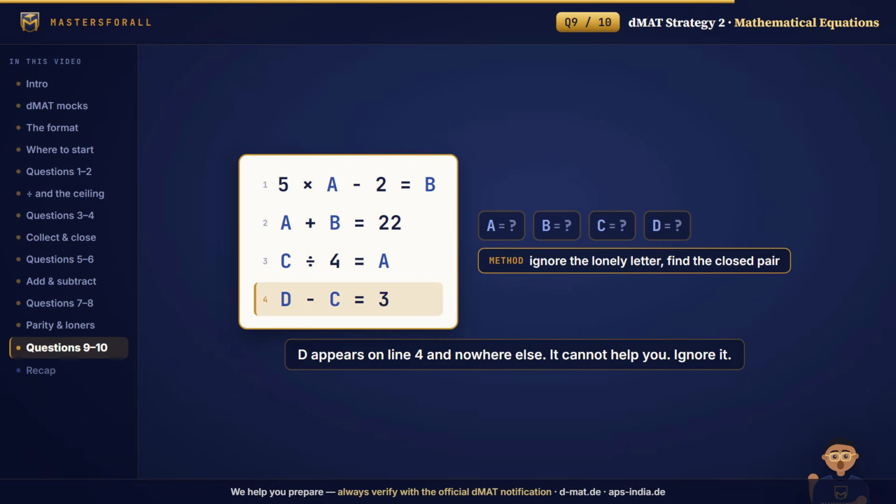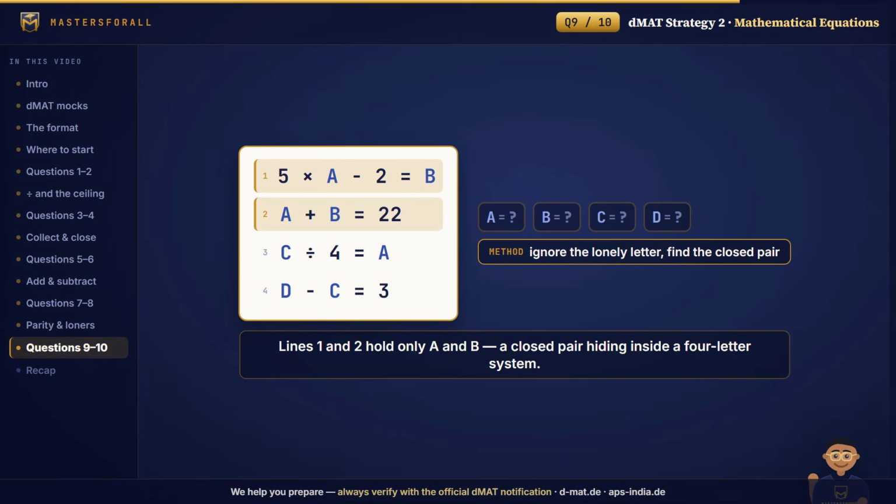Look at D first. It appears on line 4 and nowhere else in the system. It cannot help you, so ignore it completely. Now lines 1 and 2. Between them they hold only A and B. A closed 2-letter problem hiding inside a 4-letter one.